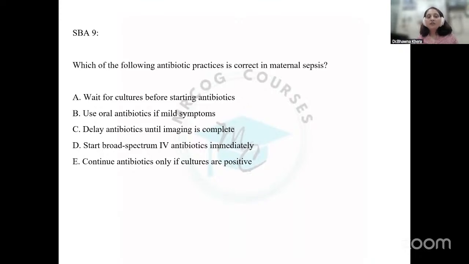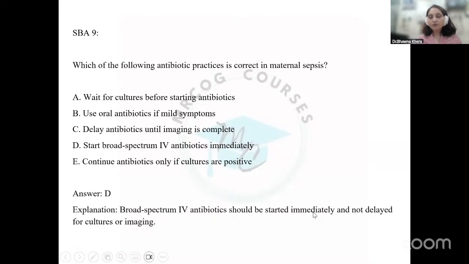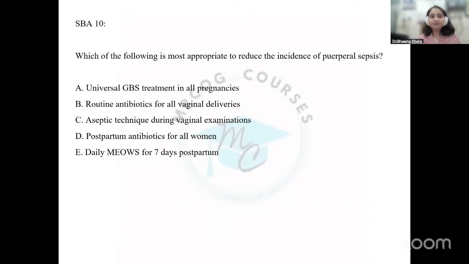Which of the following antibiotic practices is correct in maternal sepsis? Wait for cultures before starting antibiotics. Use oral antibiotics with mild symptoms. Delay antibiotics until imaging is complete. Start broad spectrum IV antibiotics immediately. Continue antibiotics only if cultures are positive. So start broad spectrum IV antibiotics immediately. Yes, that's correct. This is from the new guideline, and it still holds true with 20 ml.